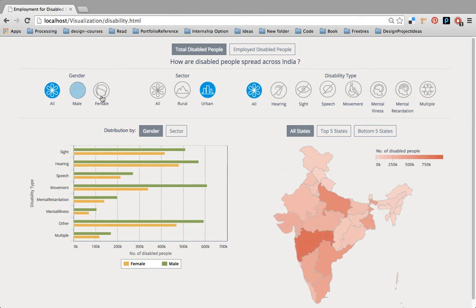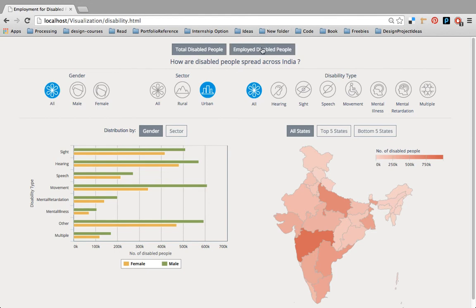So based on the filters you choose, the corresponding data appears in the bar graph here or the choropleth map of India here. Also, whatever filters you choose here, you can compare the values in the bar graph. So for example, if I'm looking at the different types of disabilities and the urban sector, I can see how disabled people are spread across India for different disability types. So this was about the total disabled people tab.